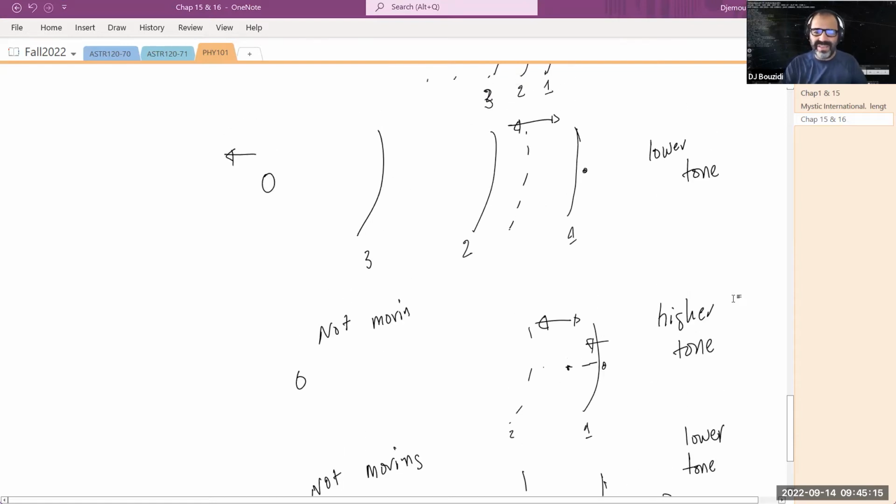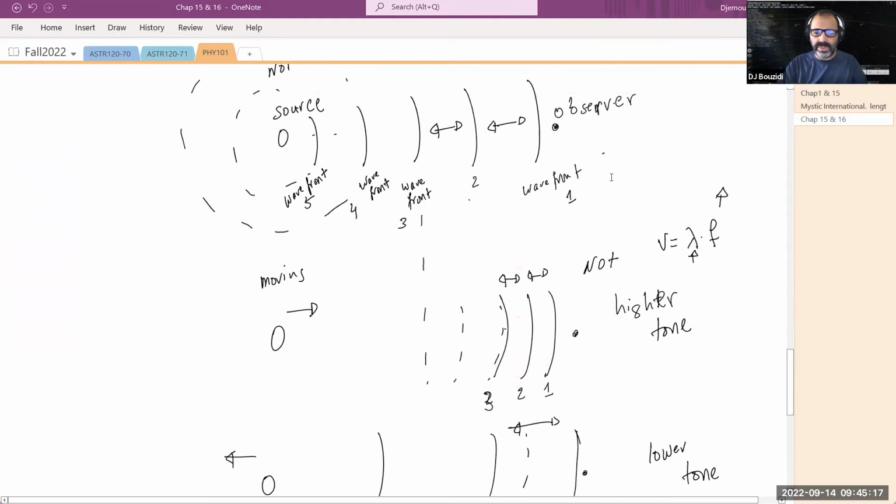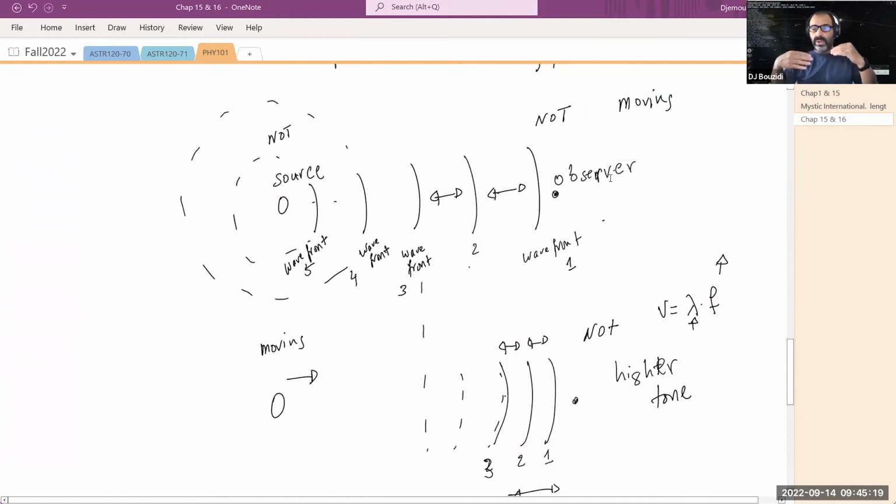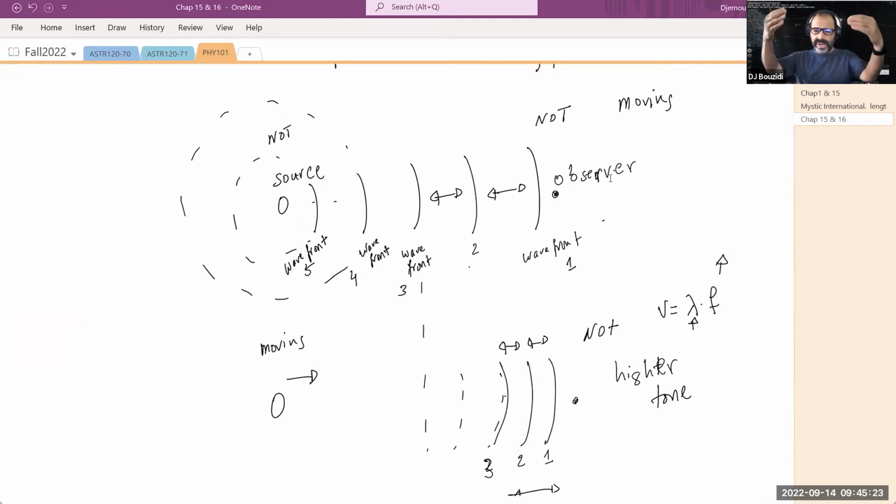So in other words, if the source and the observer approach one another, a combination of both, if you wish, then the frequency is going to be higher. If they're receding from each other, a combination of one moving slower than the other, whatever it is, then the frequency is going to be lower. So this is what the Doppler effect is, in a sense.